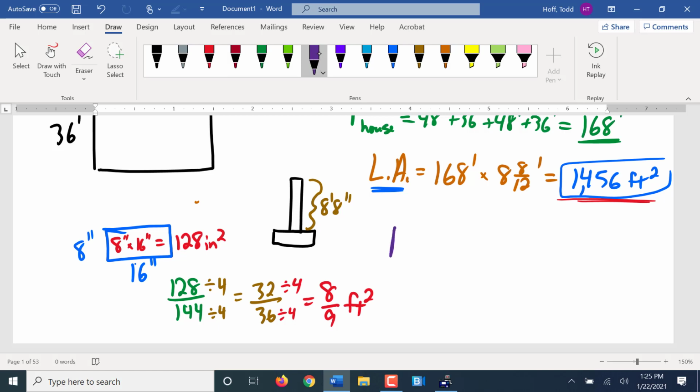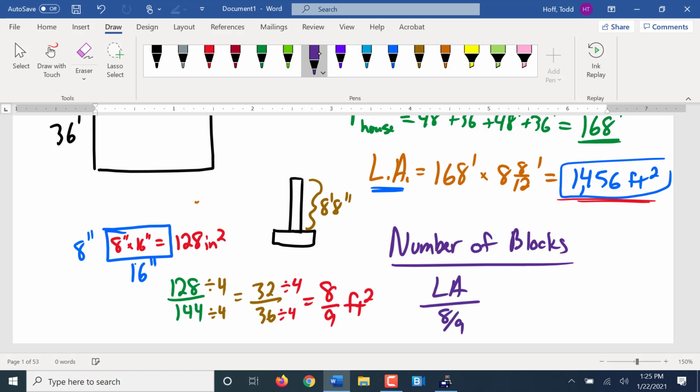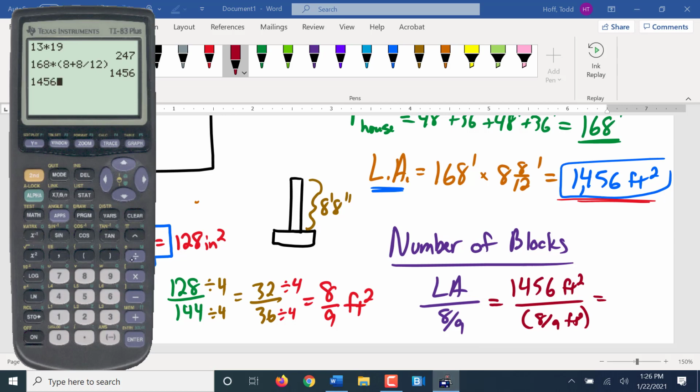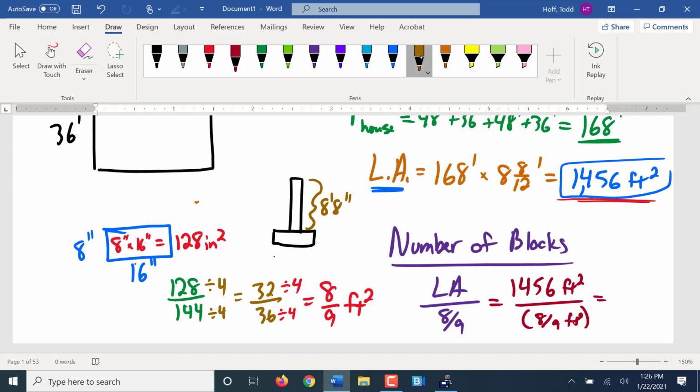So to find the number of blocks required to do the basement, we're going to take that lateral area divided by 8/9. So here that'll be the 1,456 square feet divided by 8/9 of a square foot. 1,638 is correct.